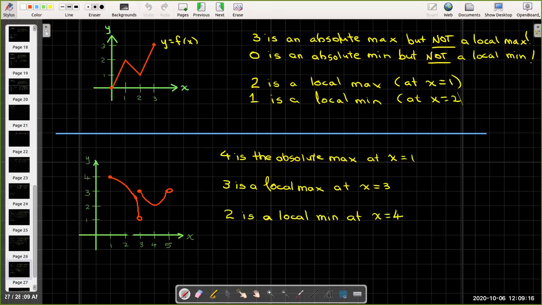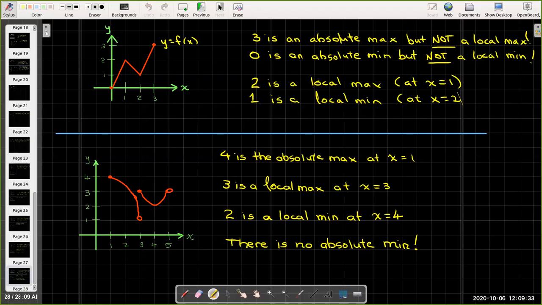Now, f of 4, which is 2, is a local min, and there is no absolute min.